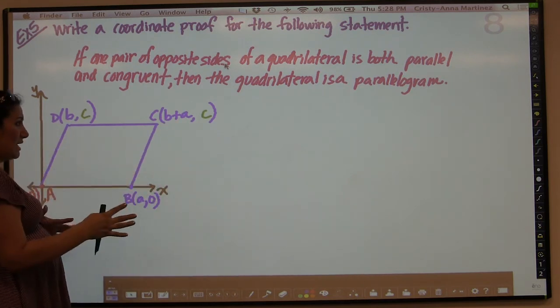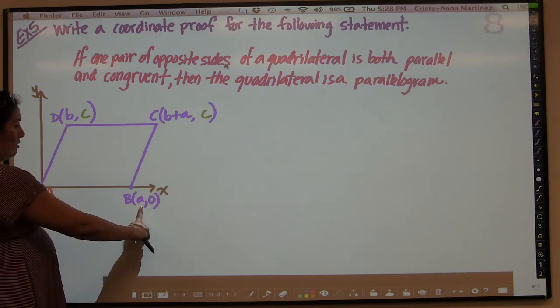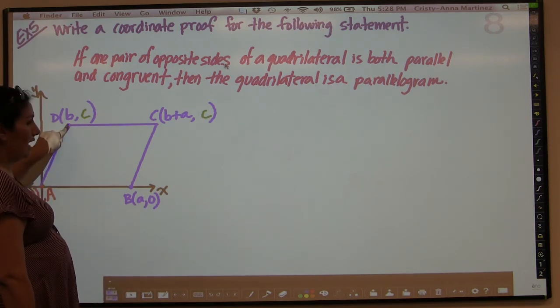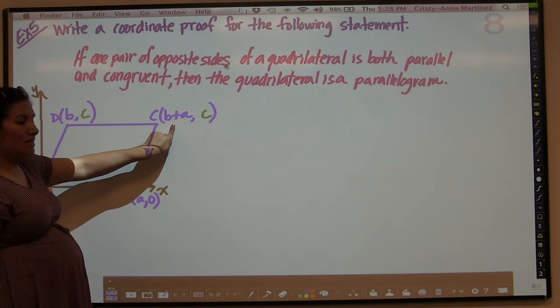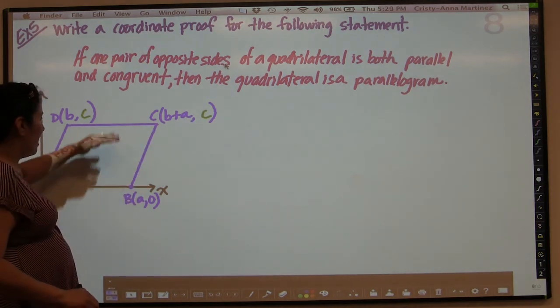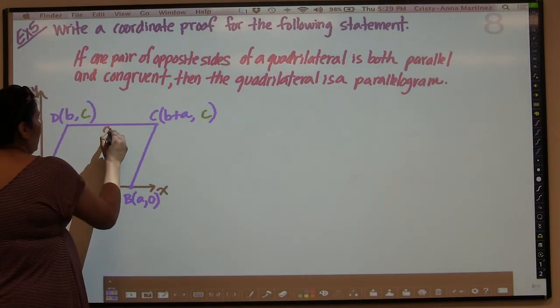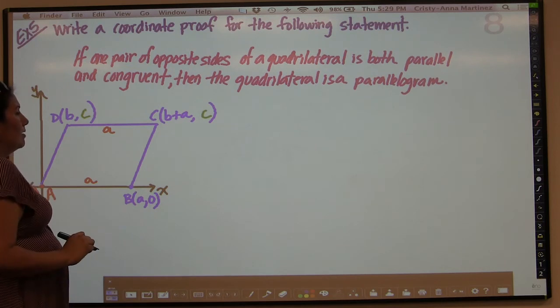So I hope it makes sense why I chose those letters, but I have 0, 0 over here, A, 0. This is going to be called B, the x-coordinate, and the x-coordinate of point C is going to be B plus A. Now that guarantees that both of these sides are congruent. They're both a length of A, okay?